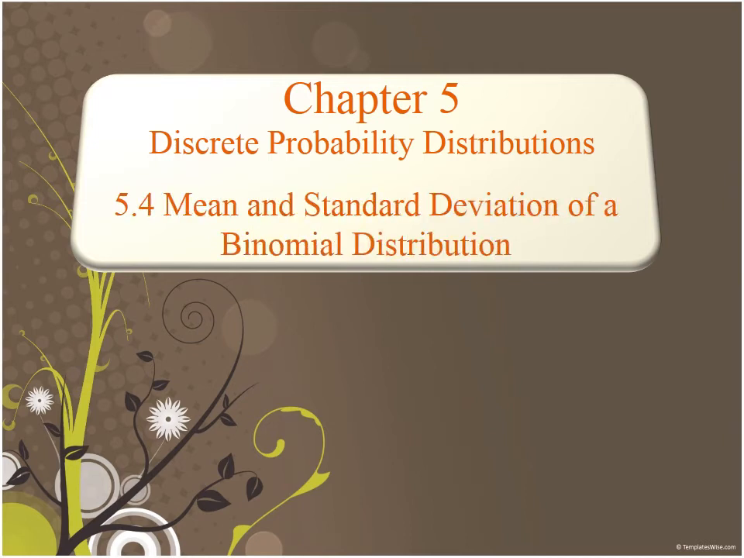In section 5.4, we're going to look at the mean and standard deviation of a binomial distribution. Now, we've talked about how to calculate the mean and standard deviation for a probability distribution in general, but it turns out if we know that we're dealing with a binomial distribution, the calculations for the mean and standard deviation are much, much simpler.